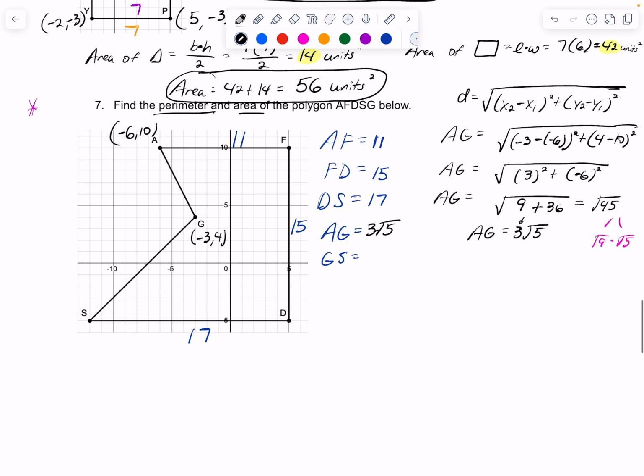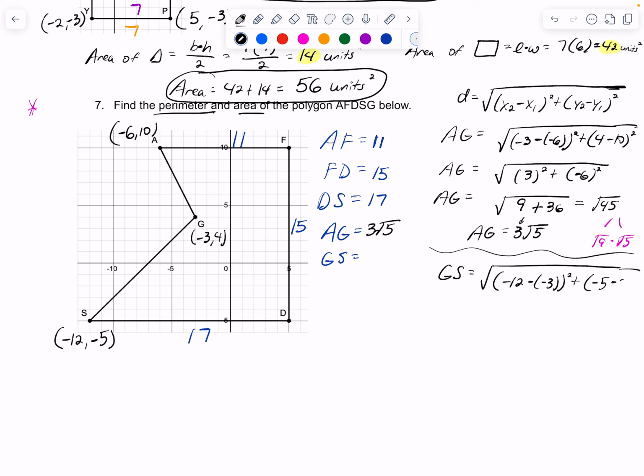Okay, let's do GS. So GS is going to be, I need the ordered pair for S. That's negative 12, and then negative 5. Okay, so GS, I'm going to do negative 12 minus a negative 3, squared. And then negative 5 minus 4, squared.